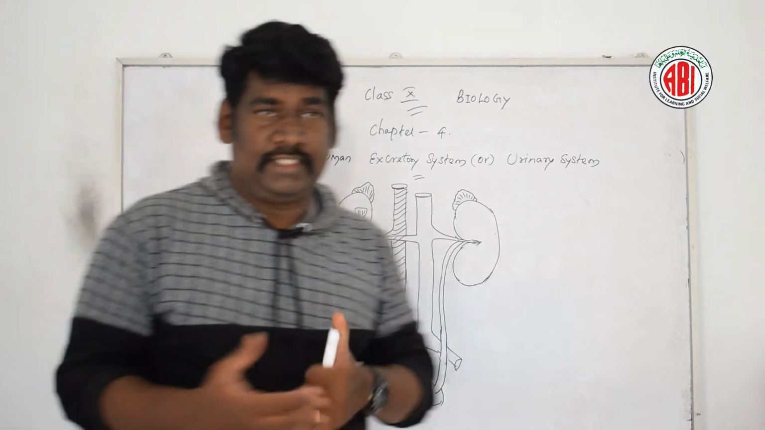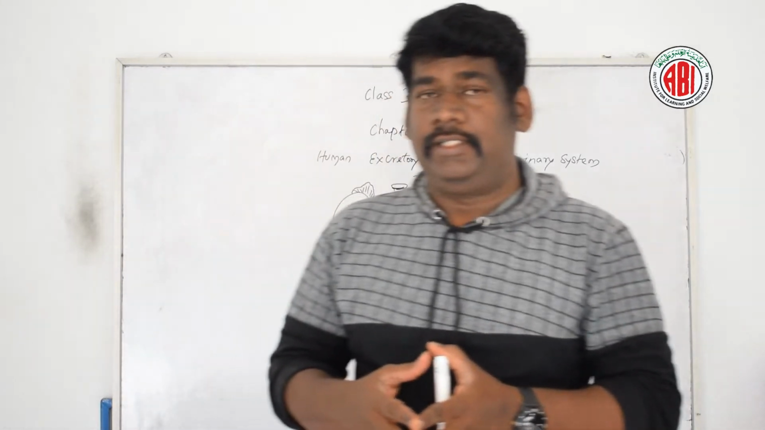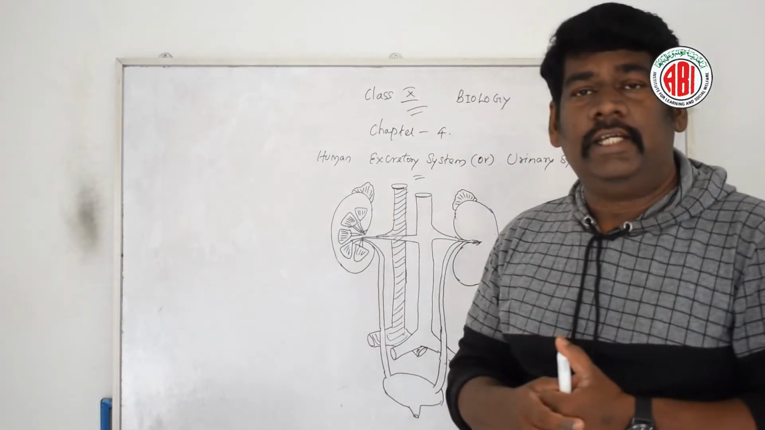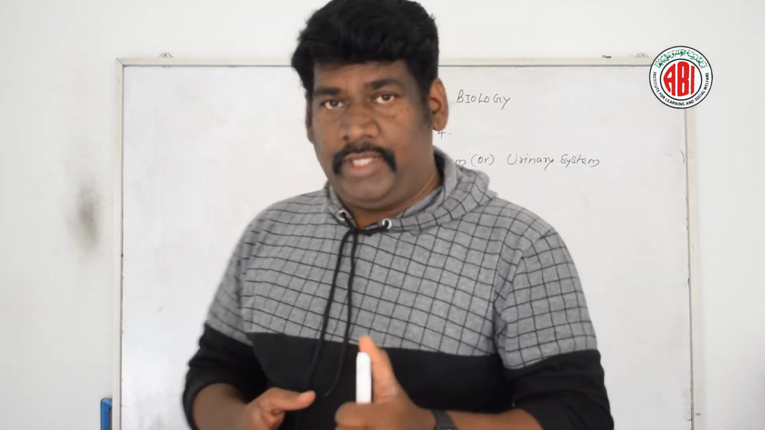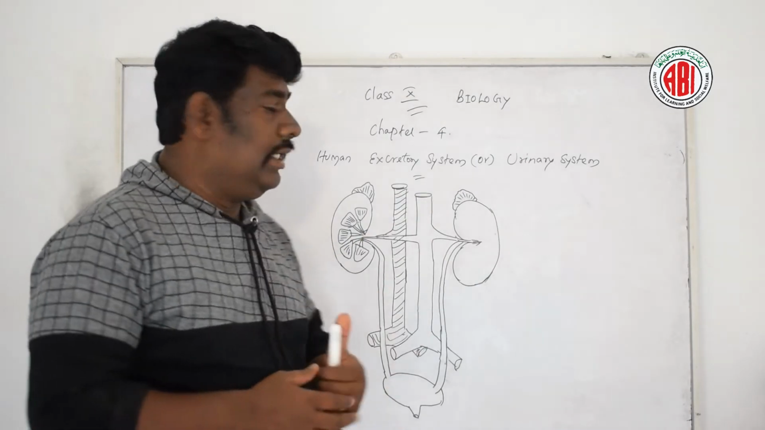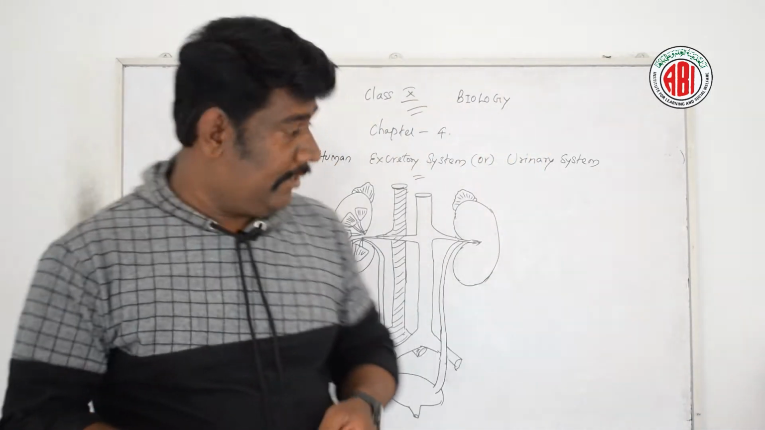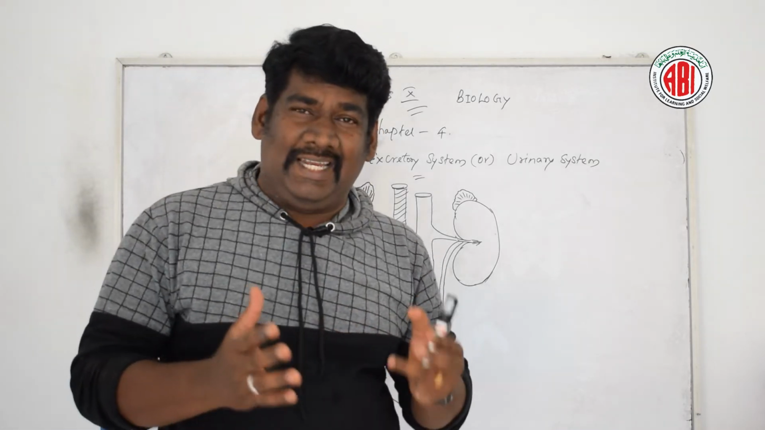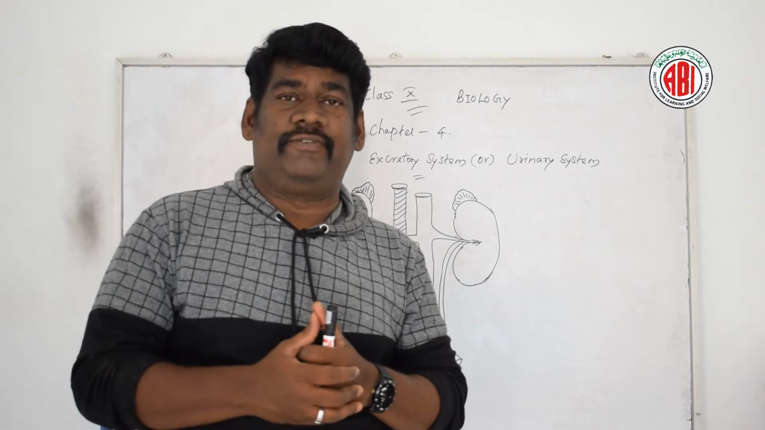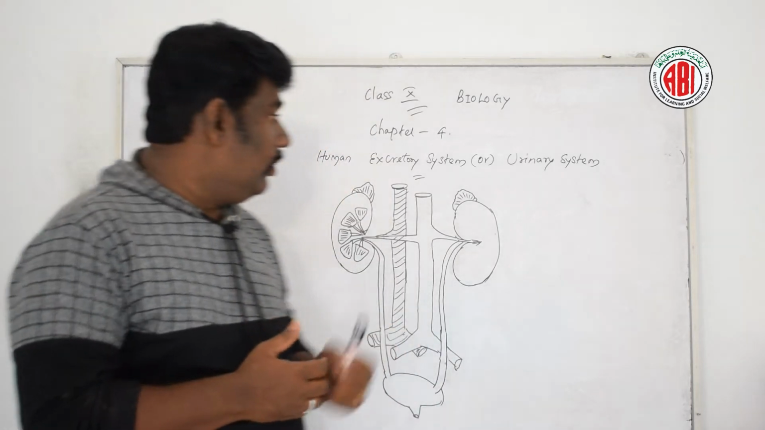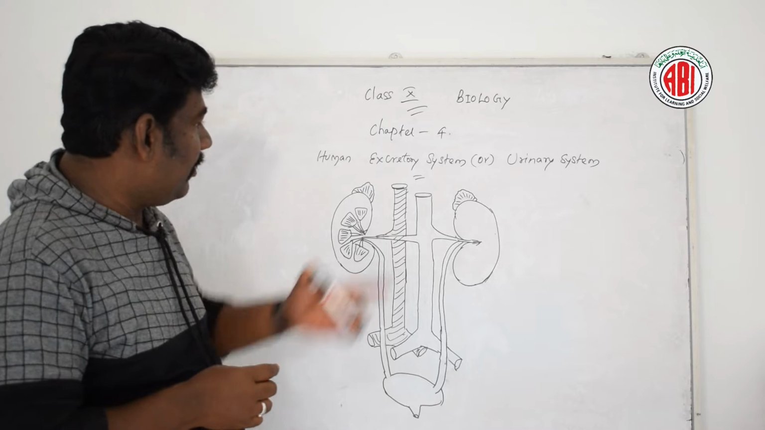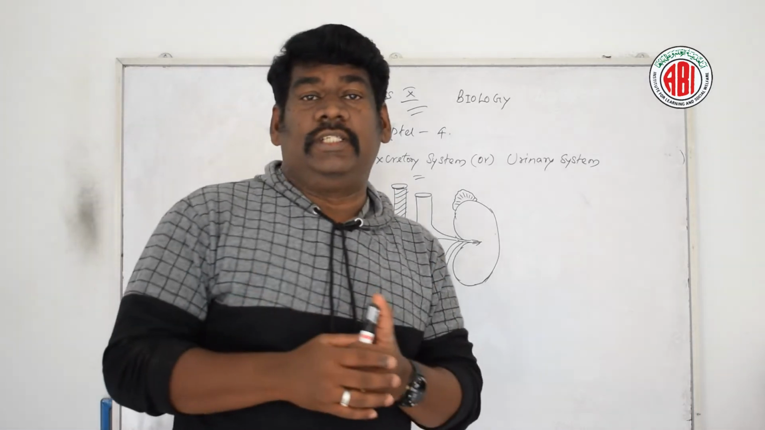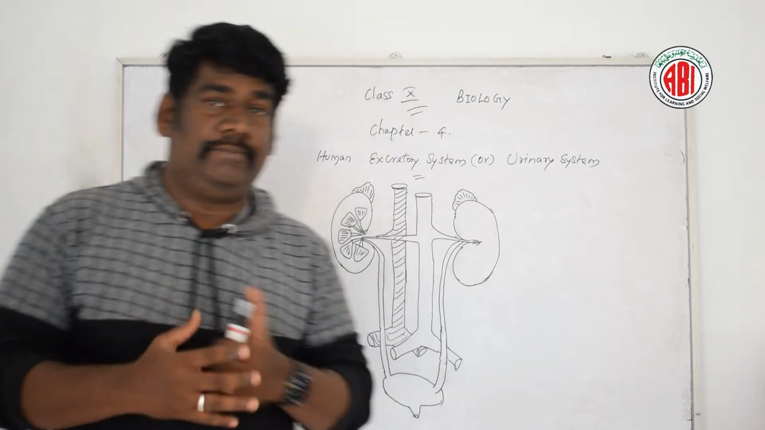As you know, we are discussing the most important or expected diagram-based questions from class 10th biological science. In that category, today we are going to discuss chapter 4. In the earlier videos, we discussed chapters 1, 2, 3, the most important diagram-based questions and answers from class 10th biological science. Today we are going to discuss chapter 4.